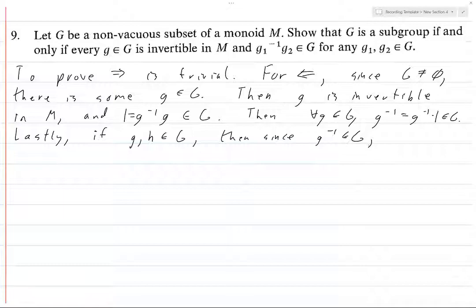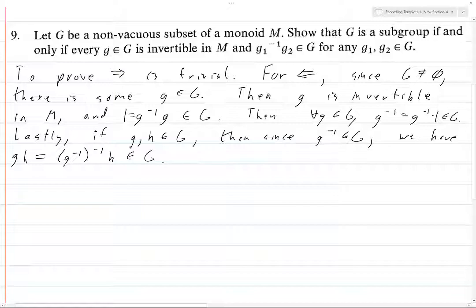So, since g inverse is in G, we want gh to be in G. Well, this is just g inverse inverse h, which is in G, because g inverse is in G, and so that's just this condition, but with g1 replaced by g inverse. Okay. And that's it. We're done.